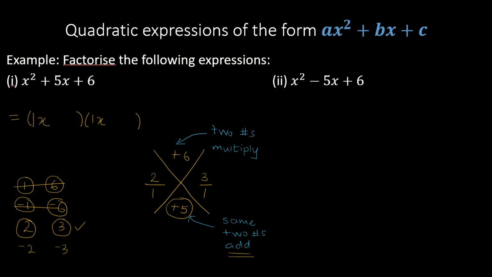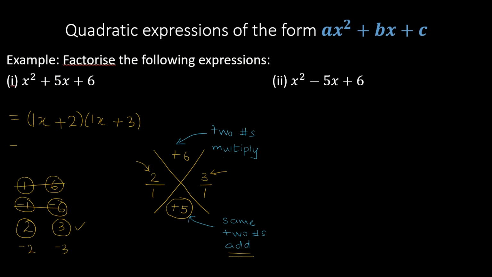Now we take the numerators. The first is 2, as you already know, positive 2. So the positive 2, you write it in the first pair of brackets. And the second numerator is positive 3. You write it in the second pair of brackets.